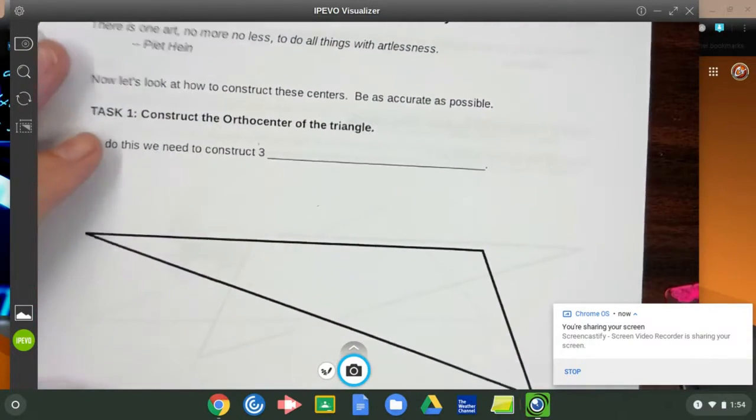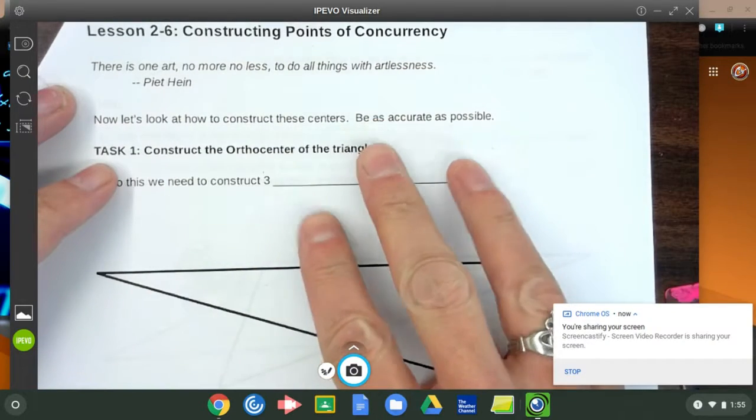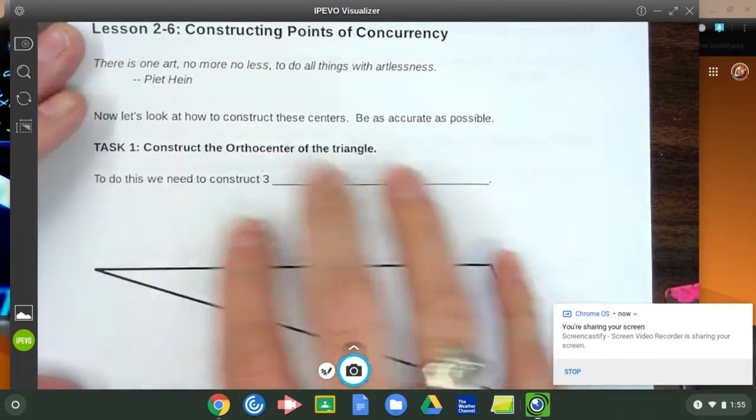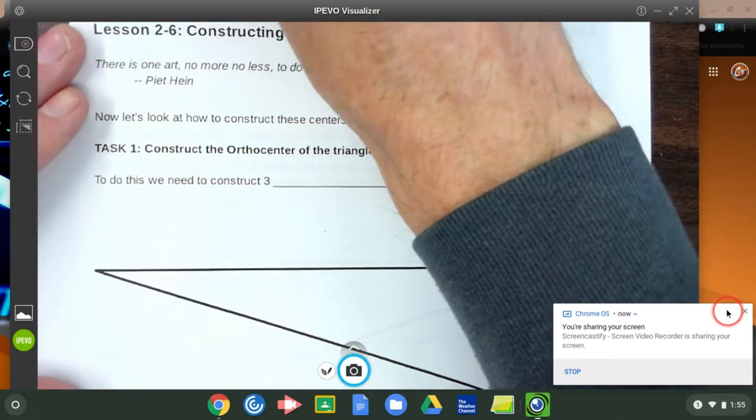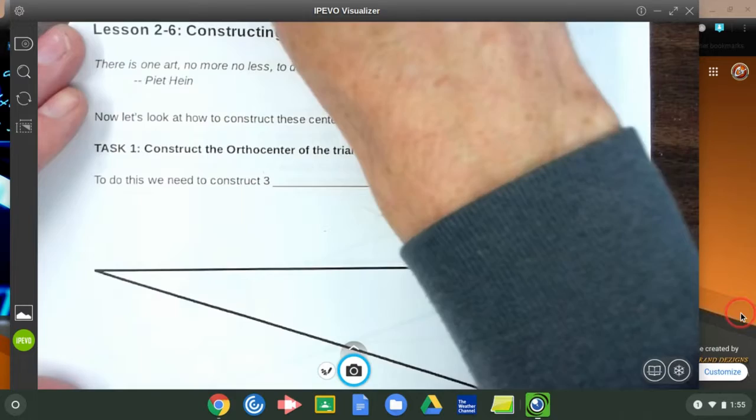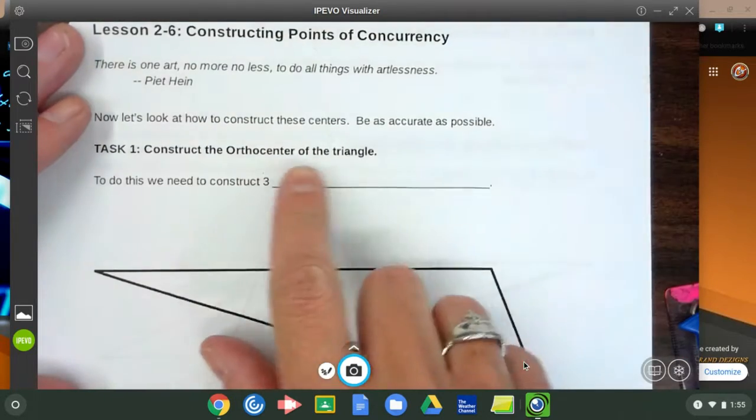Okay, so in class today we talked about 3 certain centers of triangles. So let's go through these tasks to make sure we understand how to find those centers. Okay, let's get rid of this mess real quick. All right, so the first one is the orthocenter.